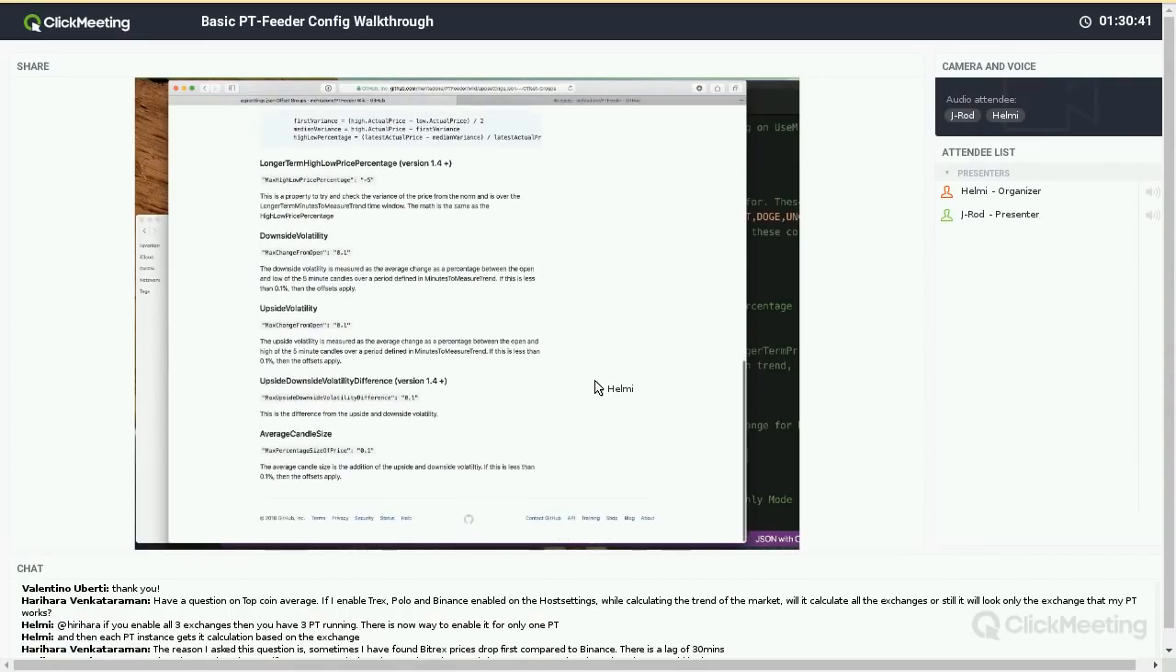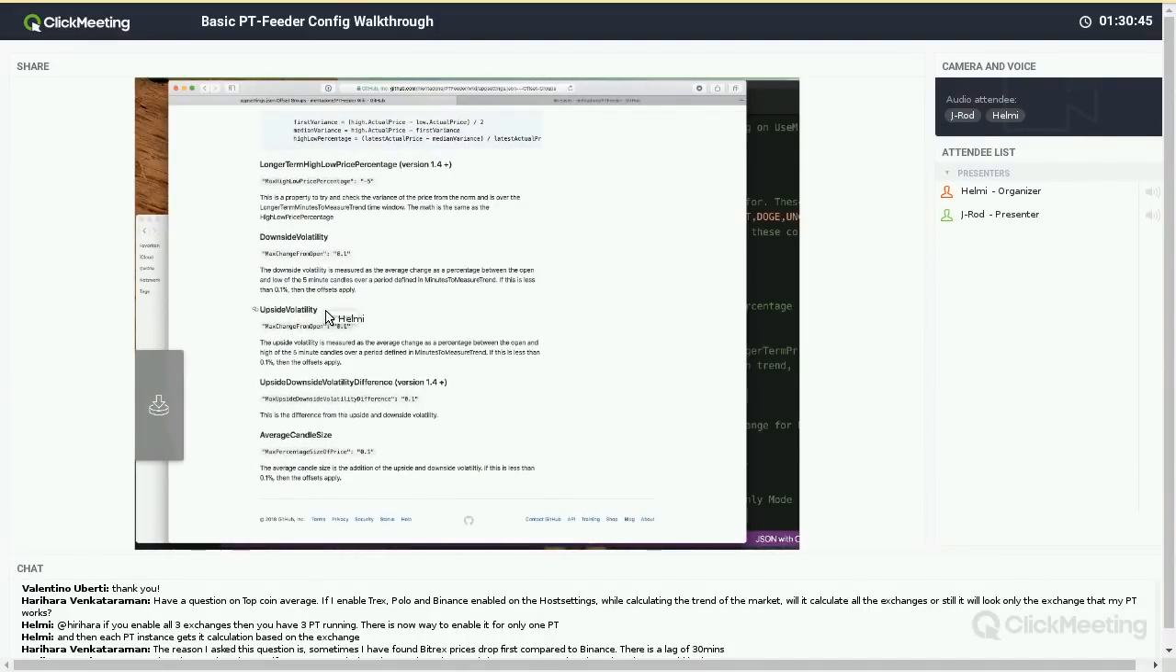Before we call this a day, I would say let's quickly talk about the upside volatility, the upside-downside volatility difference, and the average candle size. Those are, I guess, also relatively new offset groups. They were probably added in 1.3.